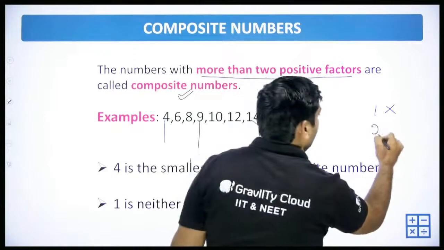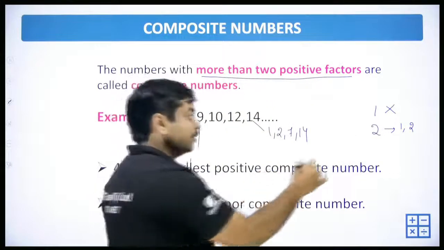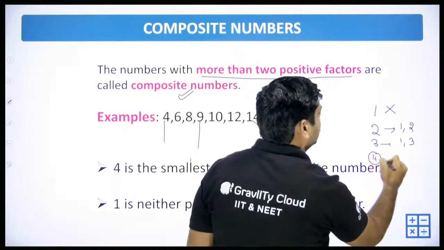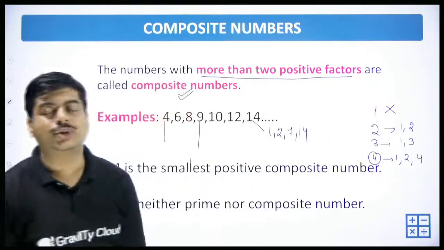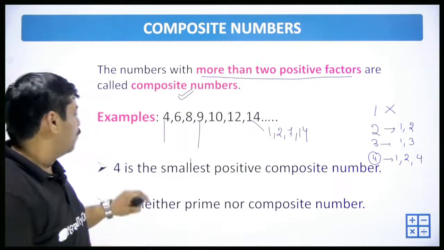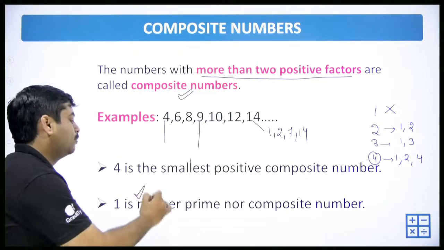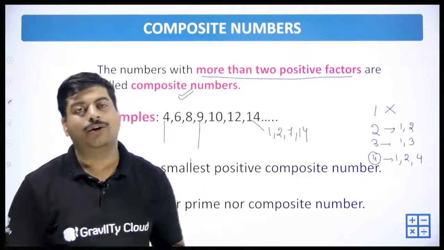Number 2, 1 and 2 itself. Okay, this is a prime number. Number 3 is a prime number, 1 and 3. So the very first composite number will be 4, which has the factors 1, 2 and 4. Okay, 1 is neither prime nor composite number. This is very important to remember. Number 1 is neither a prime number nor a composite number.